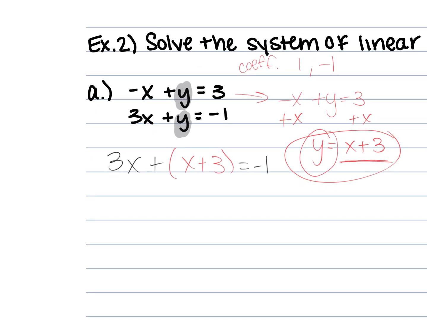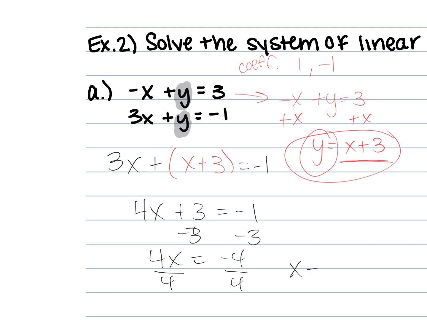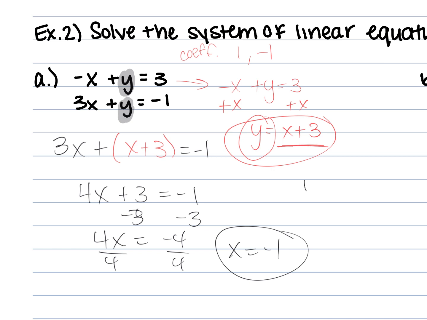Now we just combine like terms. We're going to get 4x plus 3 equals -1. Subtract 3 from each side. You get 4x equals -4. Divide by 4. x equals -1. You plug that back in. You're going to get y equals 2. And your point is -1, 2. All right, turn in these notes.